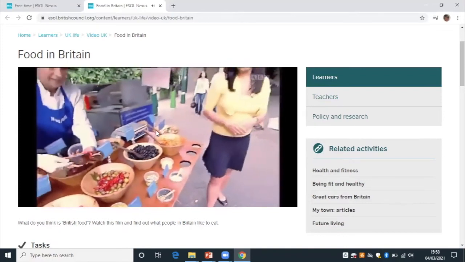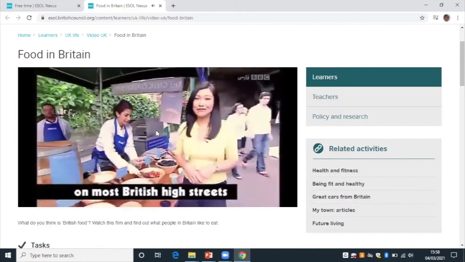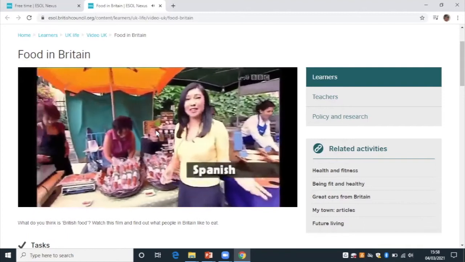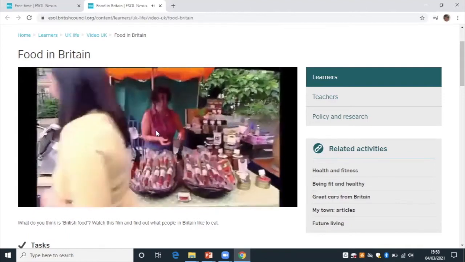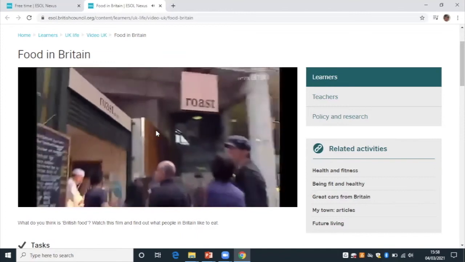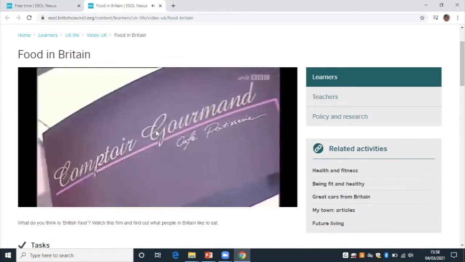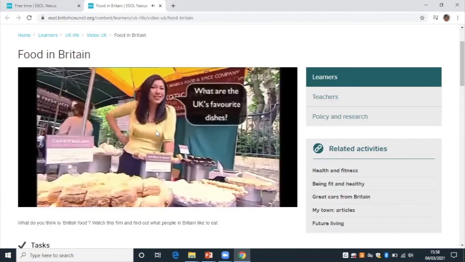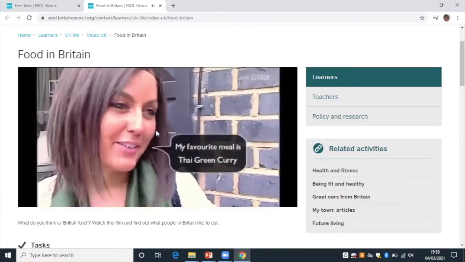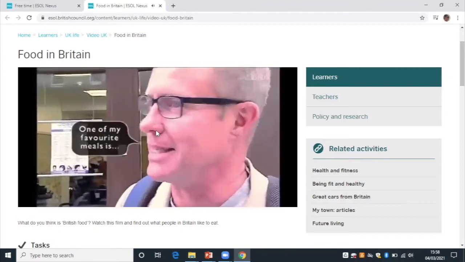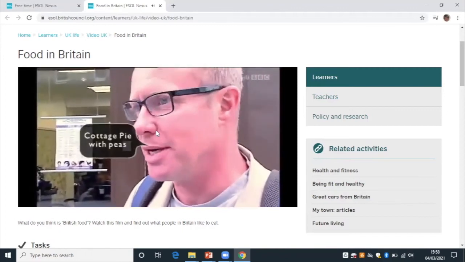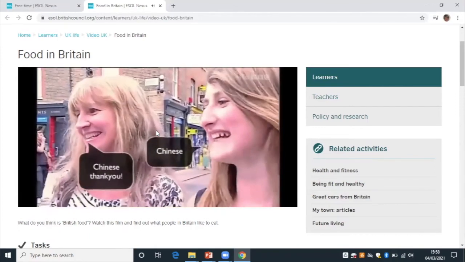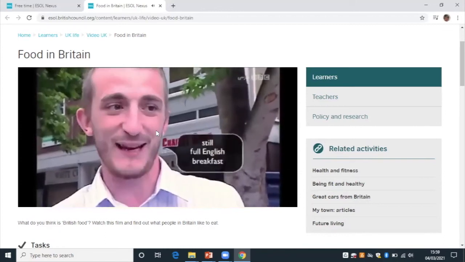Restaurants from all around the world can be found on most British high streets. Indian, Chinese, Greek, Italian, Spanish, Persian, the list goes on. But just what are the UK's favourite dishes? My favourite meal is Thai green curry. One of my favourite meals is cottage pie with peas. My favourite food is Chinese. What's my favourite meal? Still full English breakfast.